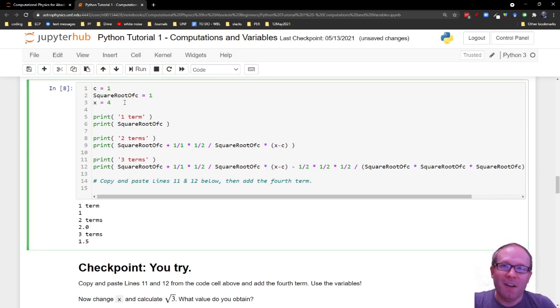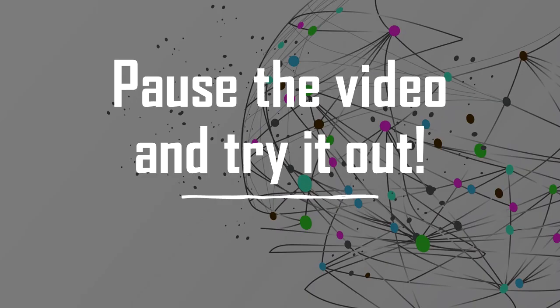Or I can do square root of 4, right? Always start with a question you know the answer to. I actually get it correct here, and then it overcorrects there. So we definitely need some more terms to find out our answer there.